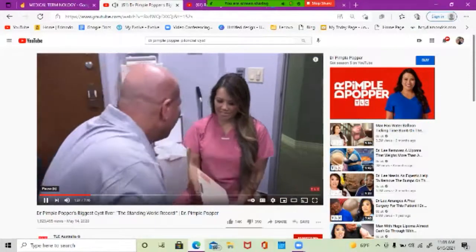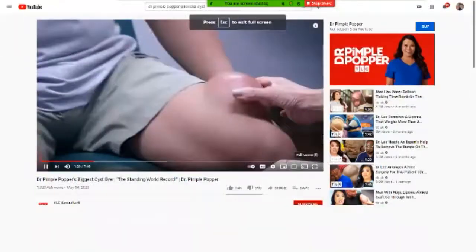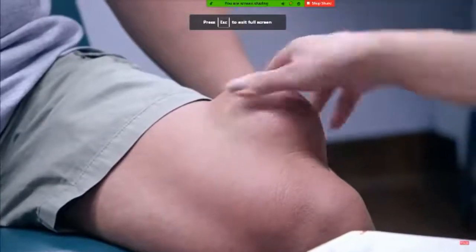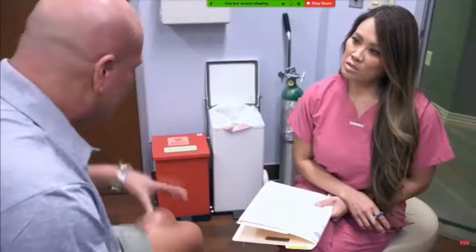What do you got here? It's a big monster. It's a little friend growing on you, huh? So how long have you had this? I've had it since I was around 12 or 13 years old. It was manageable, but in the past year or year and a half, it's just ballooned. I slam it into doors, I slam it into chairs, I slam it into all kinds of stuff.